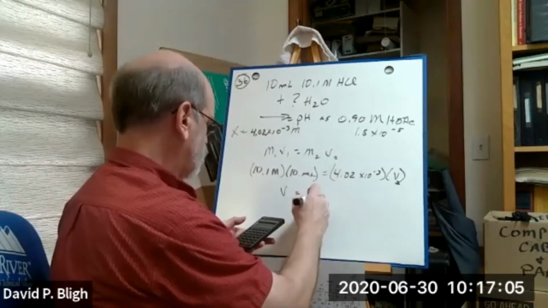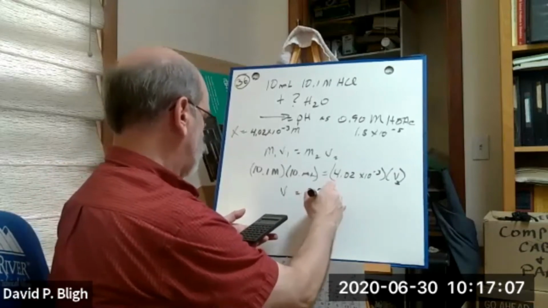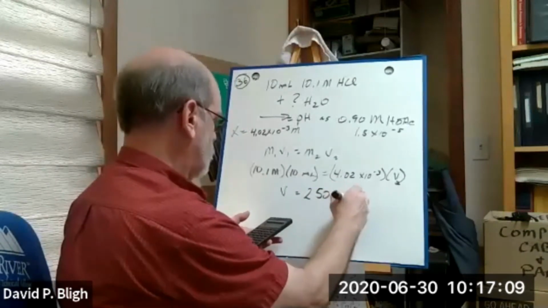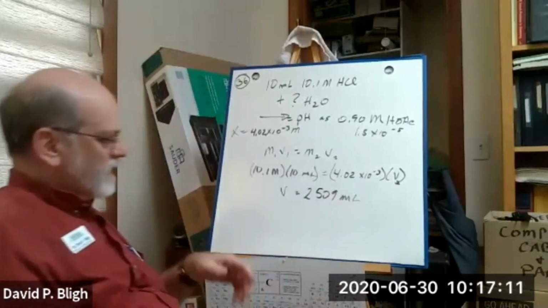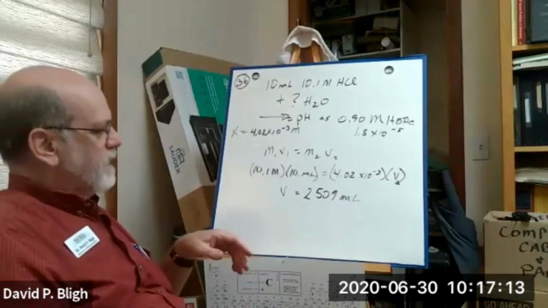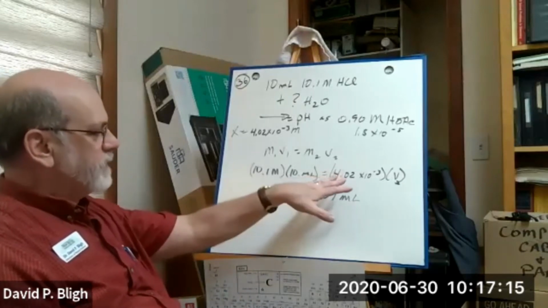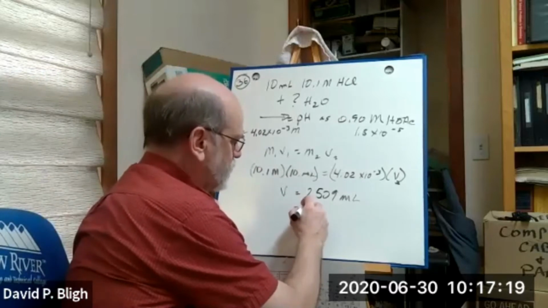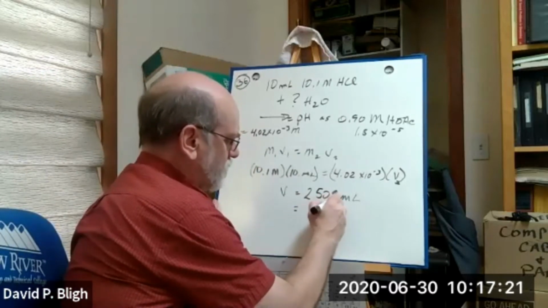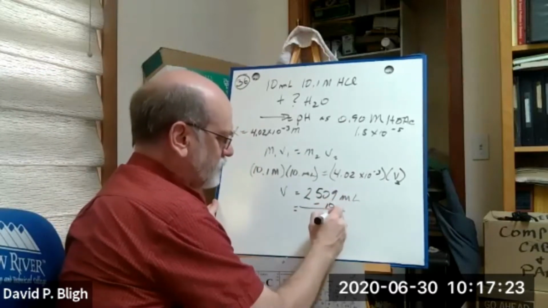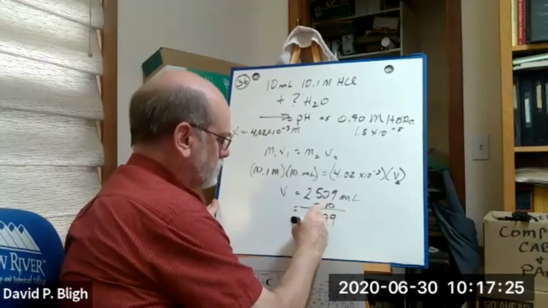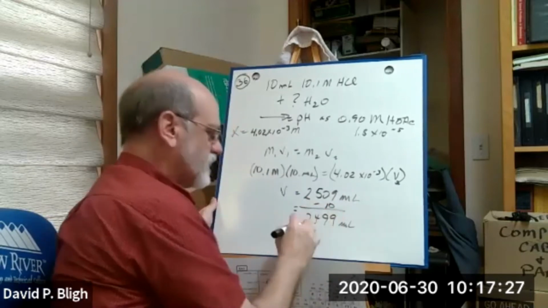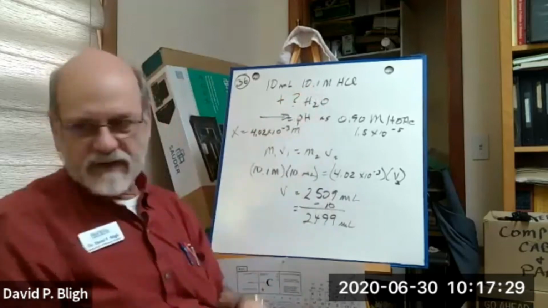That's 2509 milliliters. That's the final volume. So we subtract 10 from that one. So that's how much we have to add to that one.